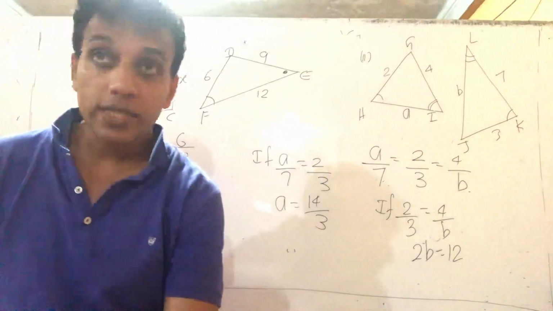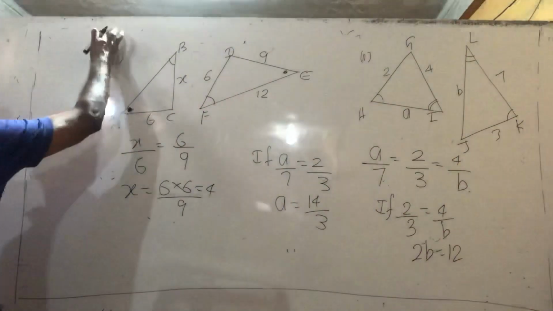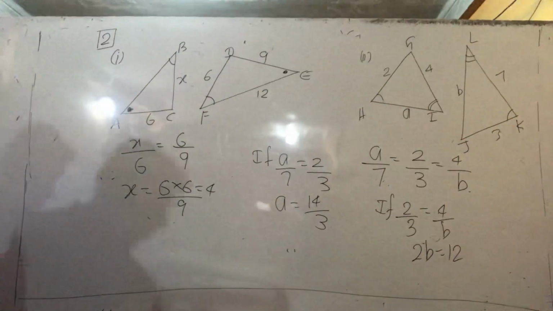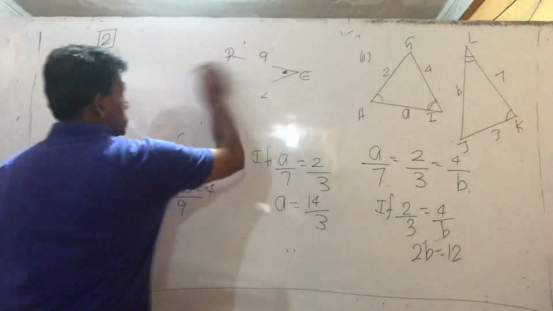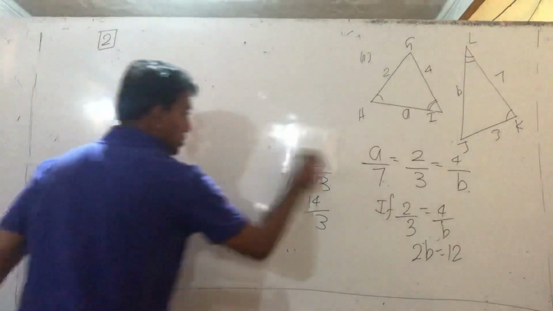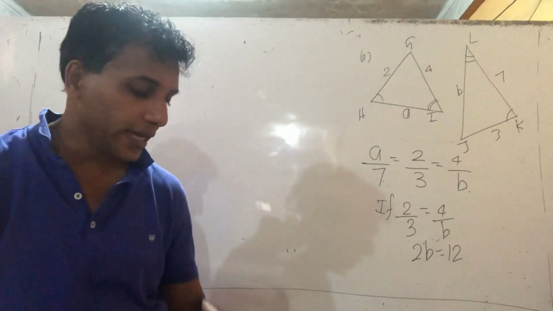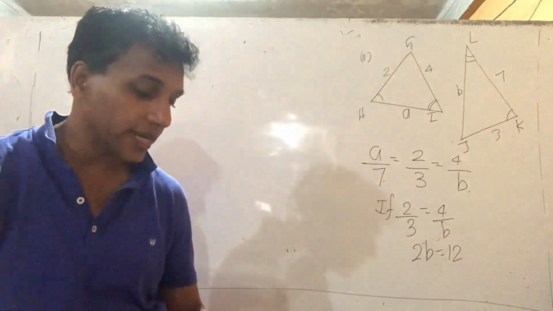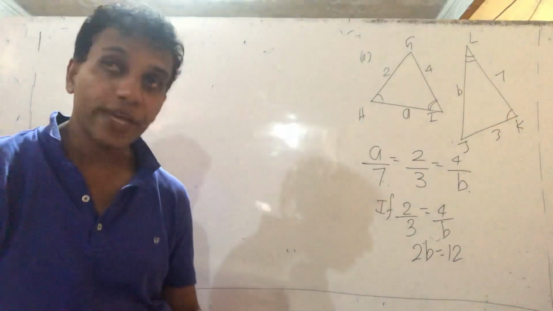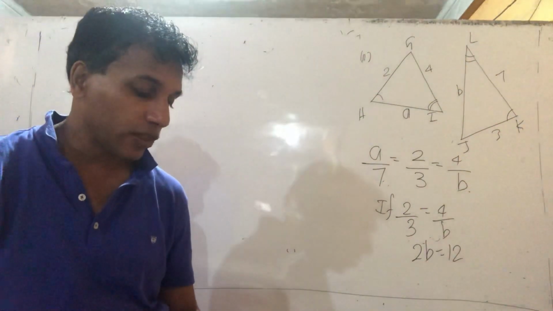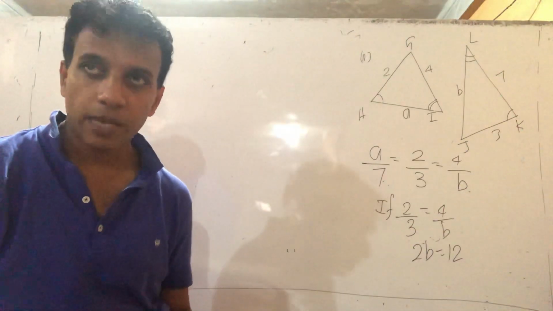Okay, I will show a couple of the second type also. See the second type question. Show that each pair of triangles in each of the following figures is equiangular, and find the length of the representing unknown. So the same method I showed earlier, right?